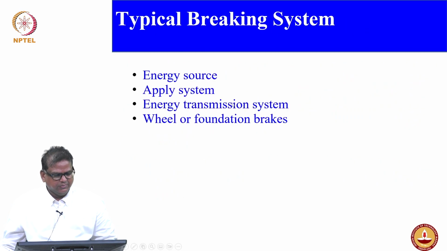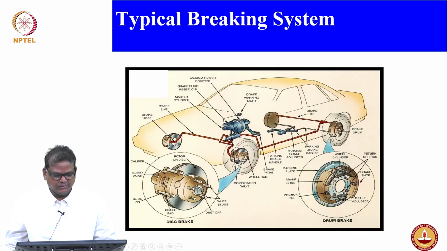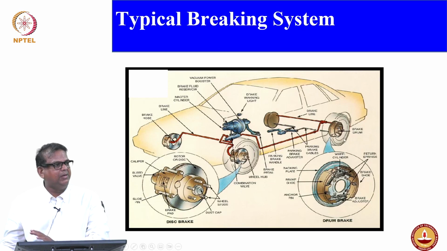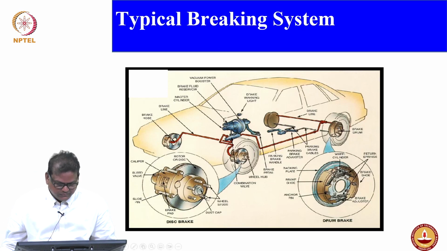Okay, so a typical brake system will consist of an energy source from where you want to generate the power, a control system, an energy transmission system, and wheel or foundation brakes. You could see this is the nice braking system. This is the drum brake, usually fixed in the rear wheel, and disc brakes are at the front axle. You could see that the front axle will have a disc brake system, which is the traditional way of doing it, whereas the rear will have a drum brake system.